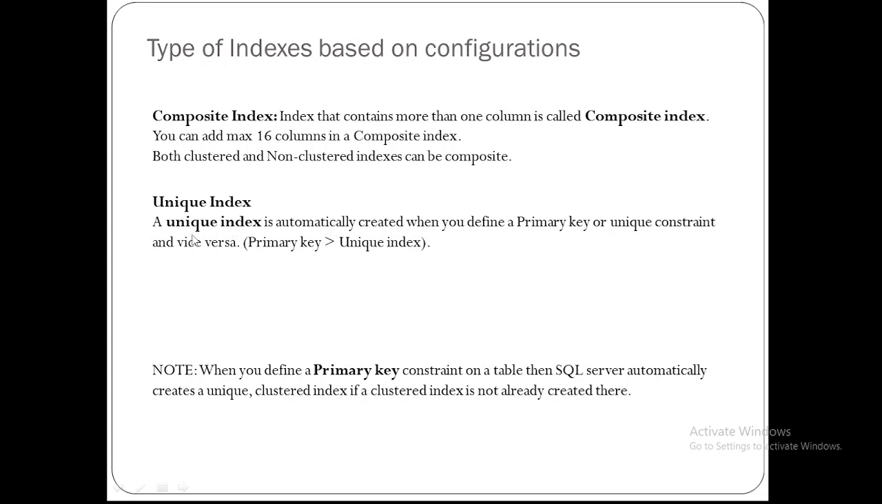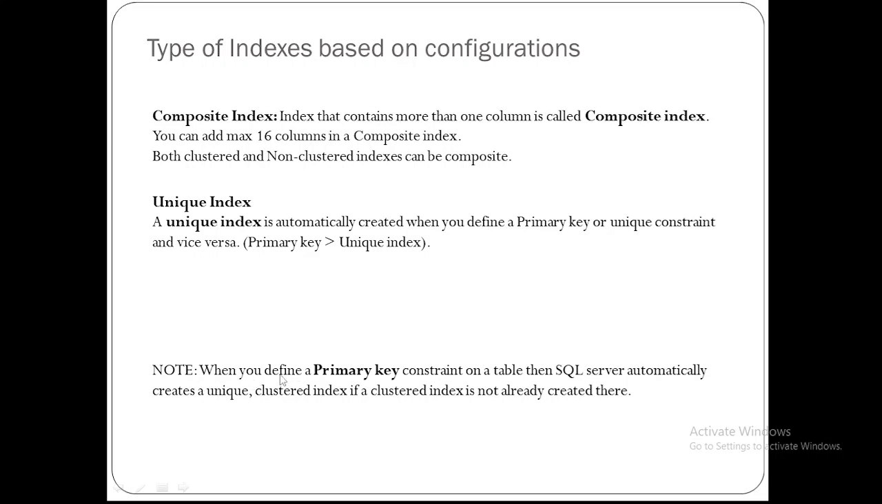What is a unique index? A unique index is automatically created when you define a primary key or unique key constraint. If you do not have a primary key, we can still have a unique constraint on a table. But if we have a primary key, then it is unique, as we already know. So a unique index is automatically created when you create a primary key or unique constraint, but we can create that as well.